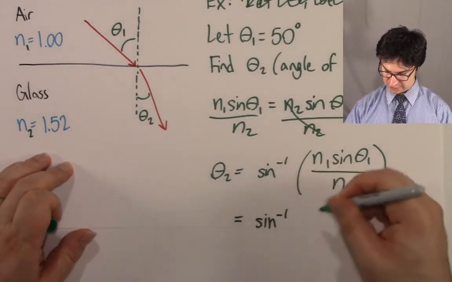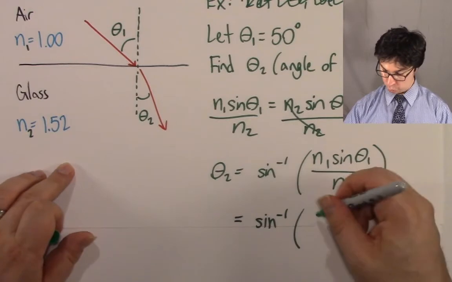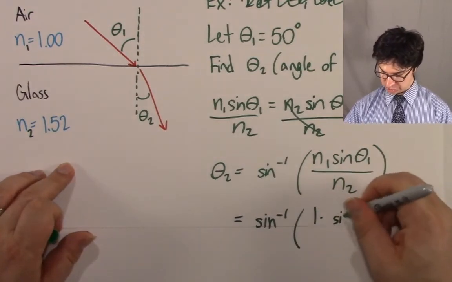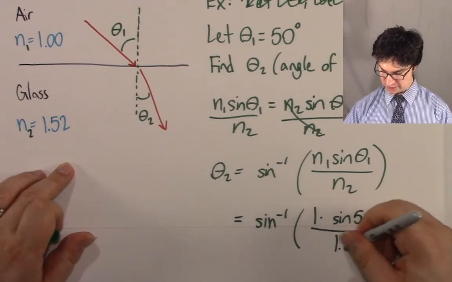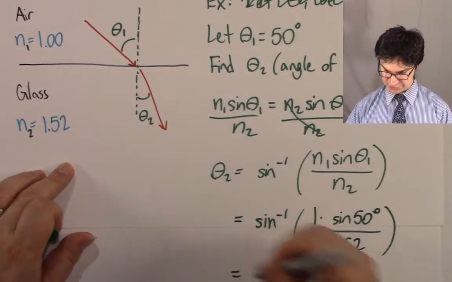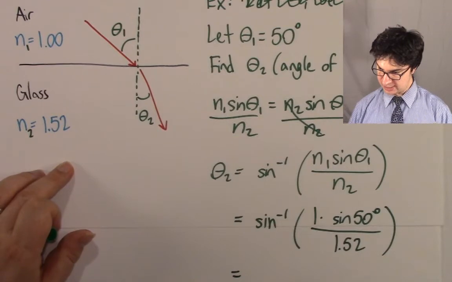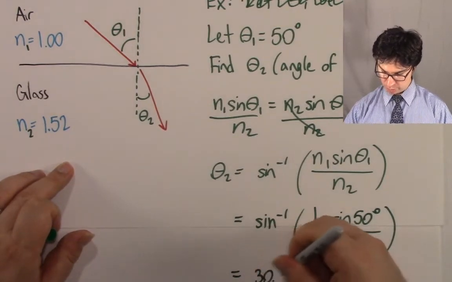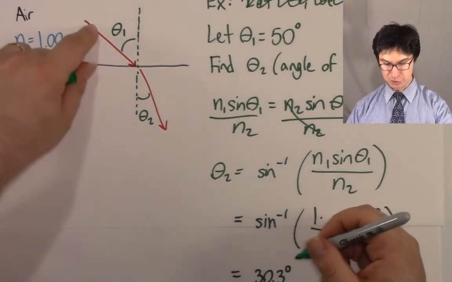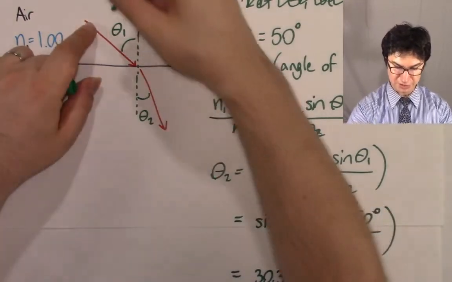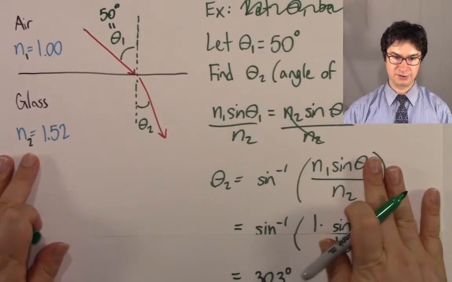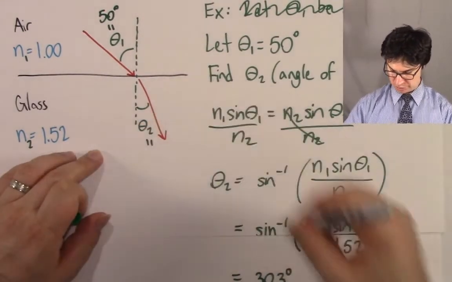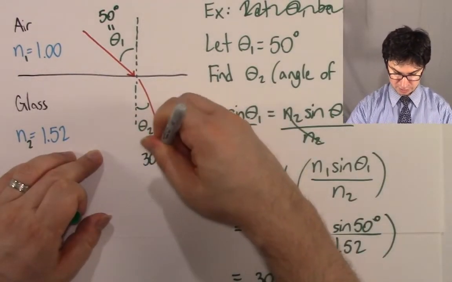So this gives us sine inverse of N1 is 1, so that's 1 times sine of 50 degrees, divided by N2 is 1.52, and if you plug this into your calculator, you will get 30.3 degrees. So if we label our diagram now, theta 1 we said was 50 degrees, right? 50 degrees, there it is. And then theta 2 we just found was 30.3 degrees.